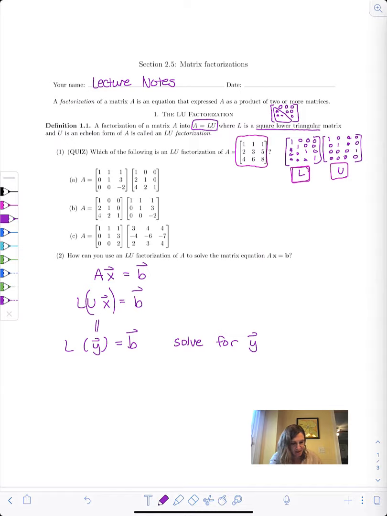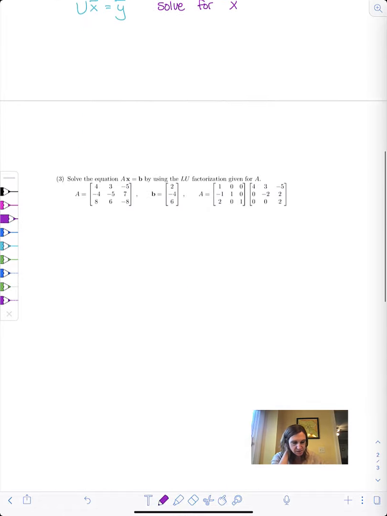So now we found Y, and we know, as we said above, that Y equals U times X. So now we can solve the equation UX equals Y, which is easy to solve for X because we're already dealing with an echelon form of our matrix. We don't have so much more work to do. So basically, having this factorization takes us from solving an augmented matrix with a whole bunch of row reductions to just a few row reductions to get to a solution. Let's see that in action. That'll be the last thing for this worksheet, so it's a fairly short one.